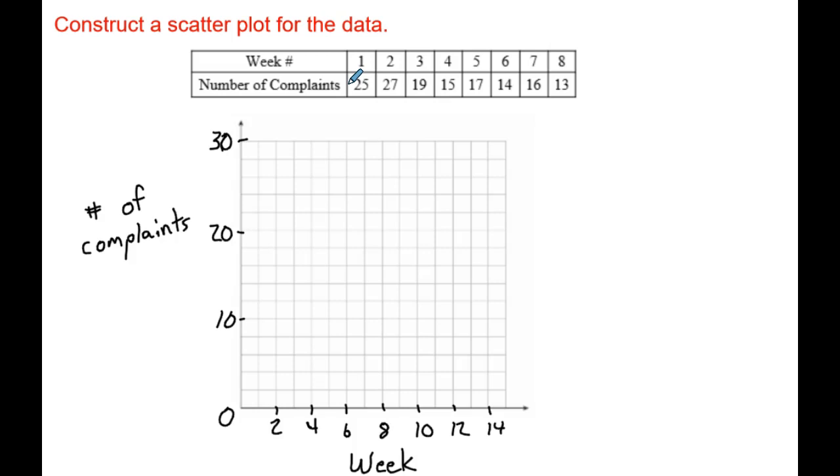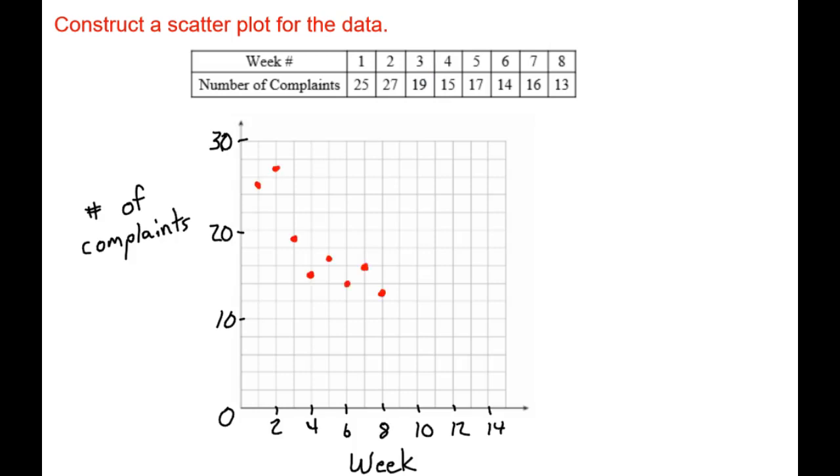When making the scatter plot, our independent variable always goes on the x-axis, our dependent variable goes on the y-axis. Most times our independent variable, what goes on our x-axis, is going to be time. So the number of weeks, that's time, goes on the x-axis. And then the corresponding y-axis is the number of complaints in that week. Each of these represents an ordered pair. We need to plot all of these ordered pairs on the scatter plot. Then we're going to see if there's any correlation in the number of complaints.